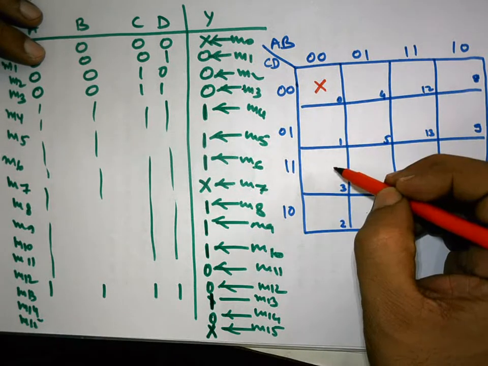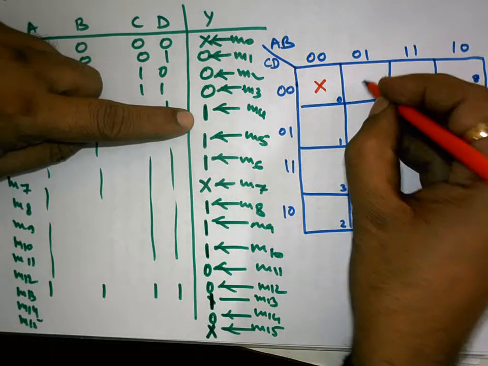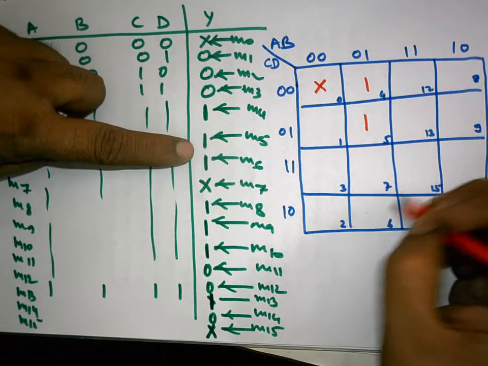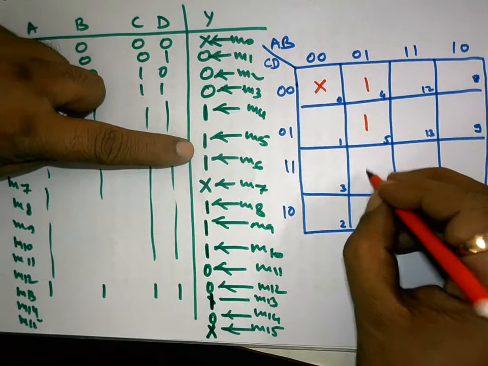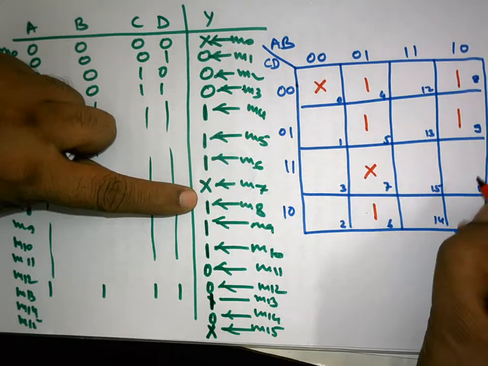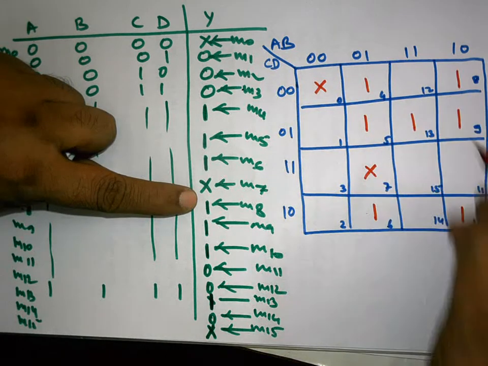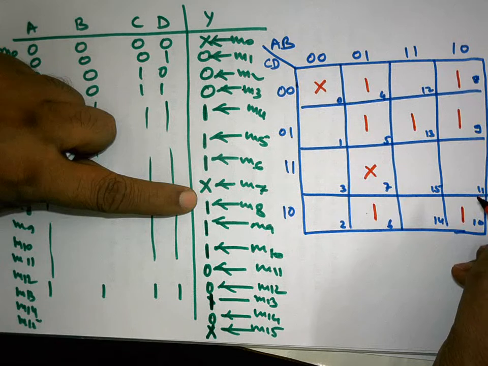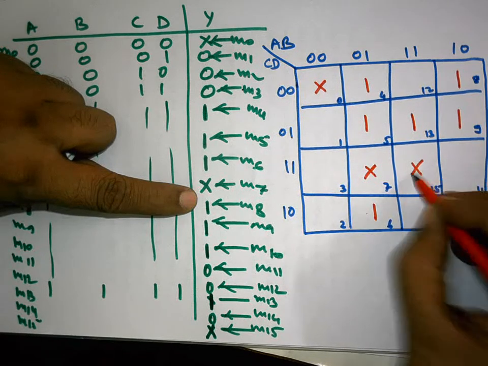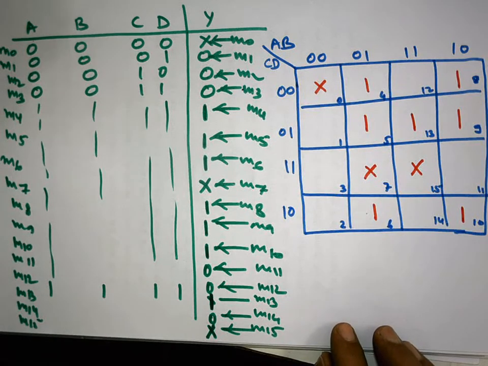Then 1, 2 and 3, they are 0. 4 is 1, 5 is 1, 6 is 1, okay. 7 is don't care, 8 is 1, 9 is 1, 10 is 1 and 11 is 0, okay. 12 is 0, 13 is 1, 14 is 0 and 15 is don't care. Okay. Now how can we minimize this K map?